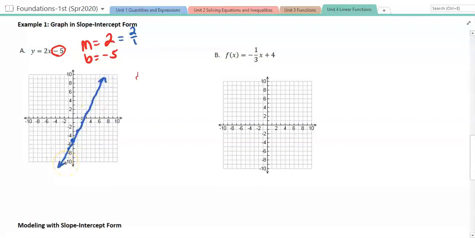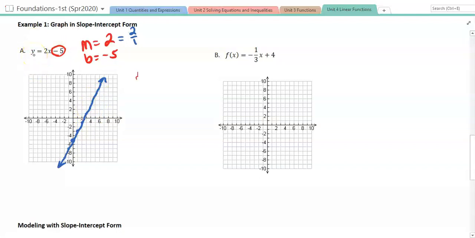And that's it. And so remember, what the line represents is any ordered pair that I could plug in for the x and the y that would make this equation true. So like, for example, the ordered pair (3, 1) would make this true because 2 times 3 is 6 minus the 5 gives me 1.